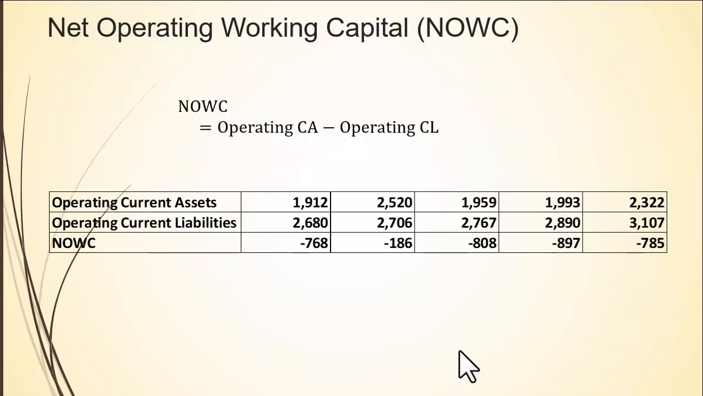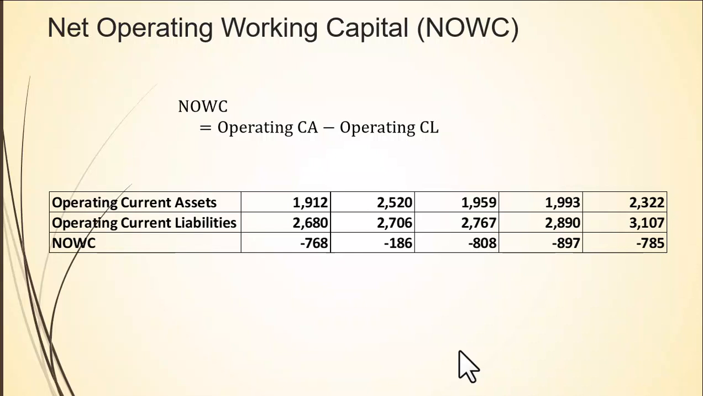Next, let's look at net operating working capital. You just subtract current assets from current liabilities. Now, what you see here for Coors, it's negative across the board. So they have lots of negative net operating capital. Is that a problem? Well, of course, it could be a problem if this continued much further. Coors has been having some issues.